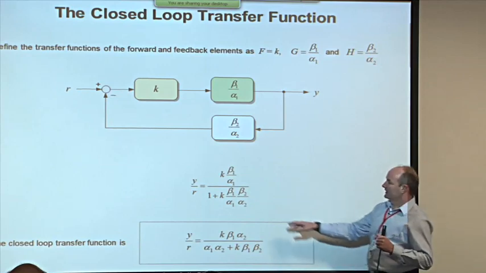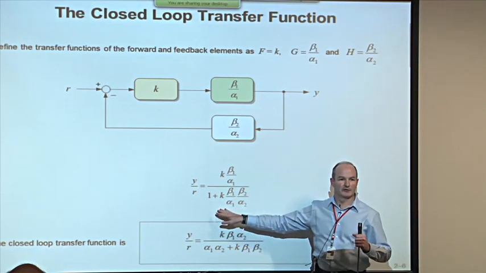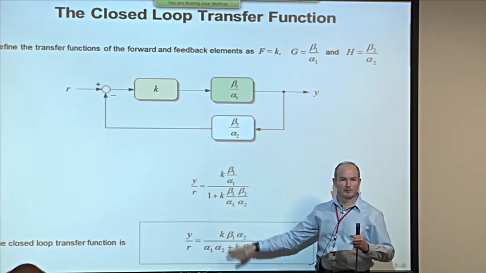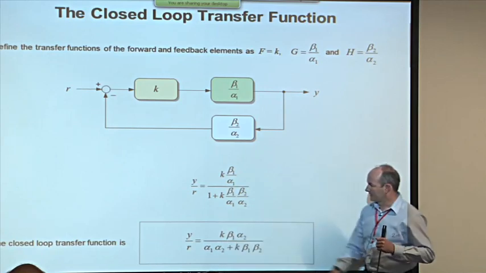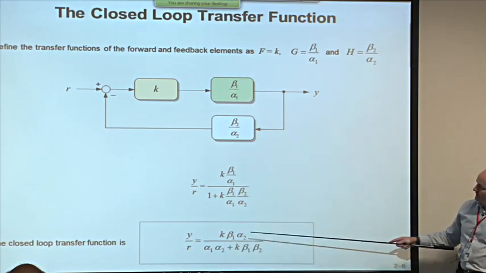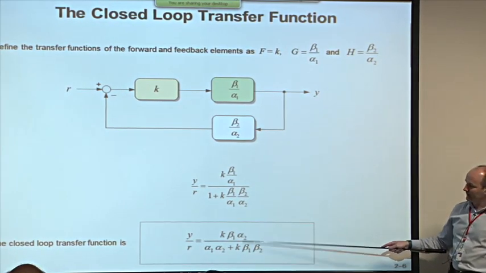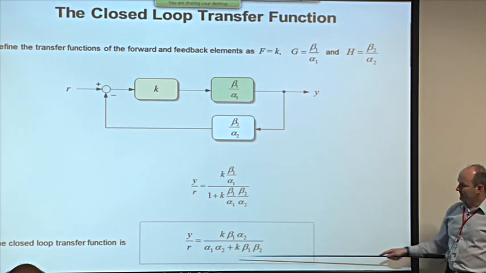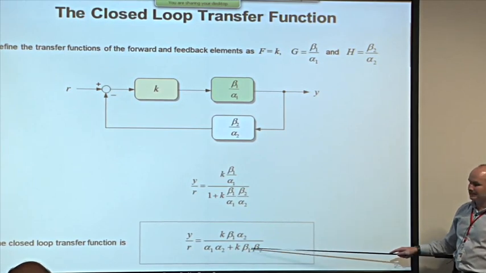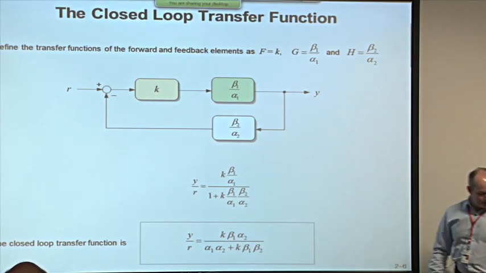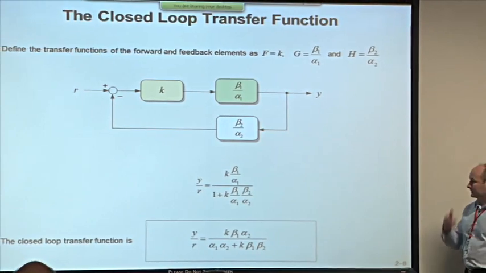Now let's simplify it a little bit by multiplying through by alpha 1, alpha 2. So we've got a nice simple ratio now of polynomials. And we find that the closed loop transfer function is K times beta 1 times alpha 2 over, well, these are the denominators, alpha 1 alpha 2 plus K times beta 1 beta 2. So where are the closed loop poles and zeros?